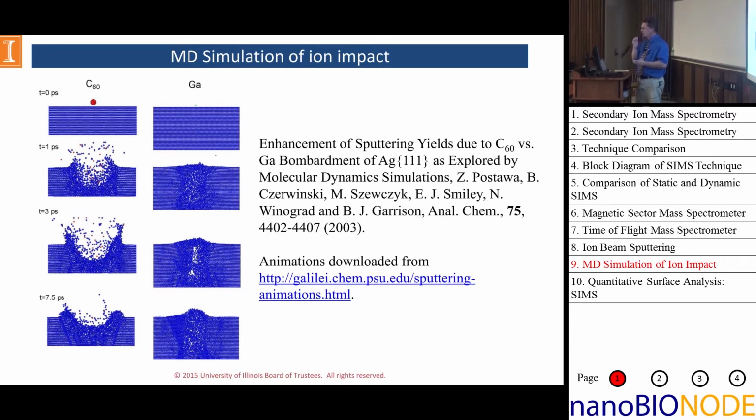With traditional ion guns, you're breaking so many bonds that you can't look at molecules as you go deeper into a sample. Now you have the ability that you might be able to do that.